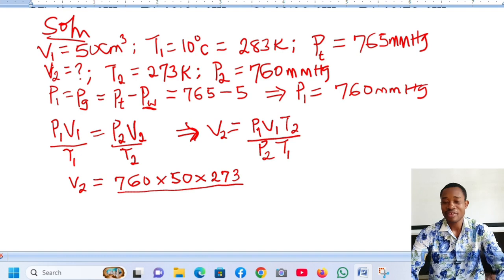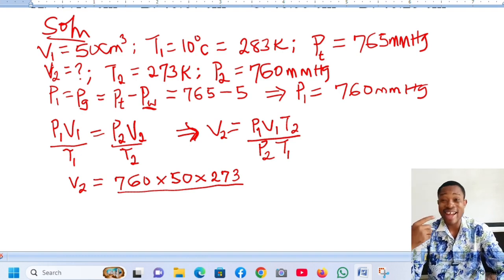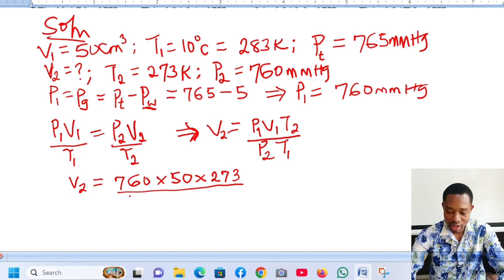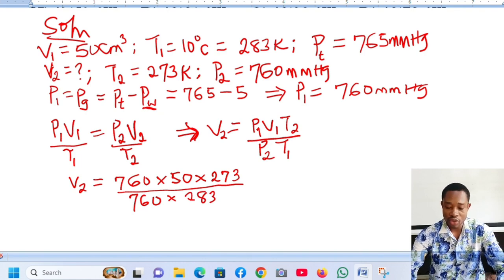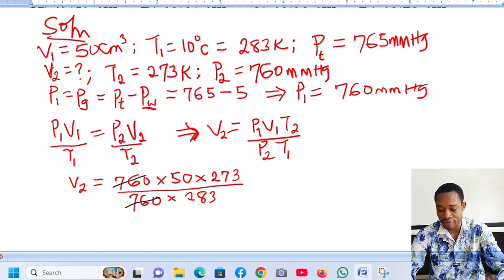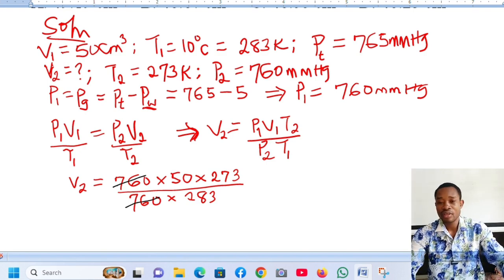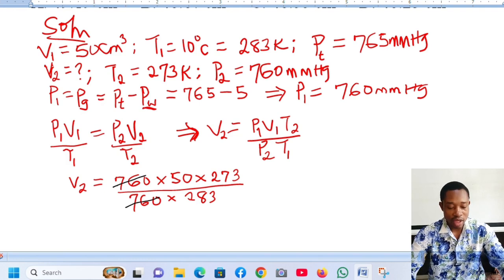The final pressure, which of course is the pressure at STP given by the question, is still 760 millimeter of mercury. Multiply it by T1. Our T1 is 283. So what we need to do is to reduce this term. 760 will divide 760, it goes off. So we now have 50 times 273 divided by 283.